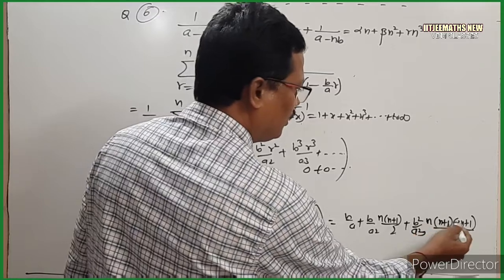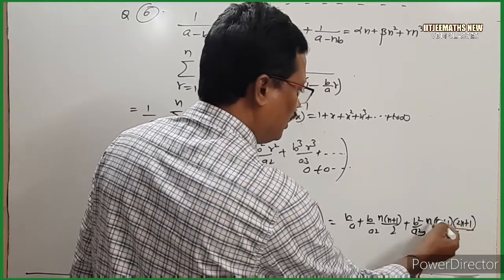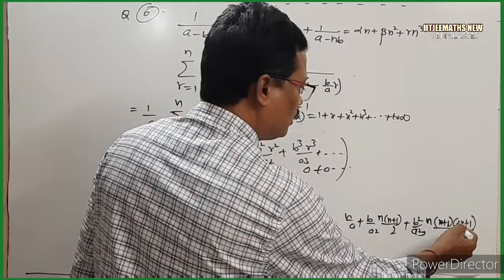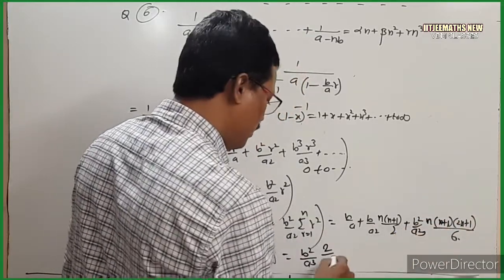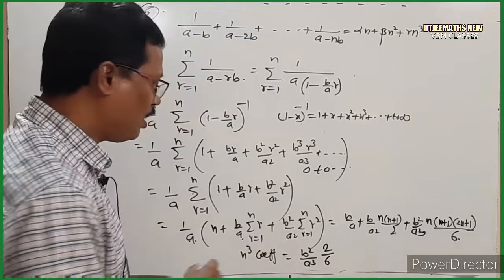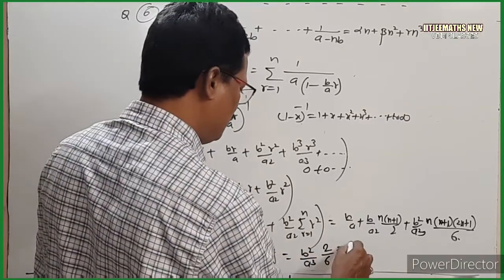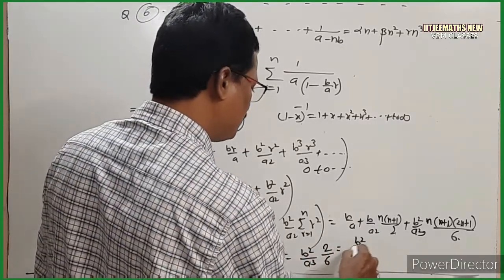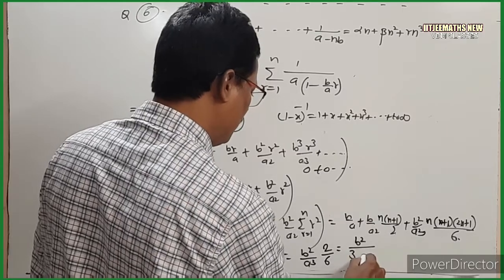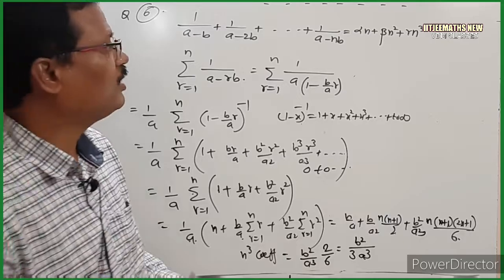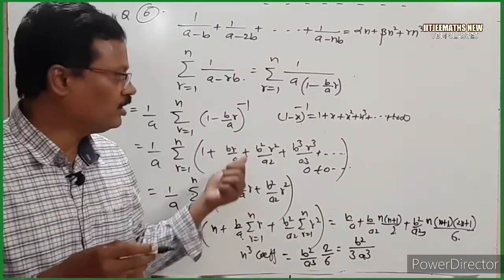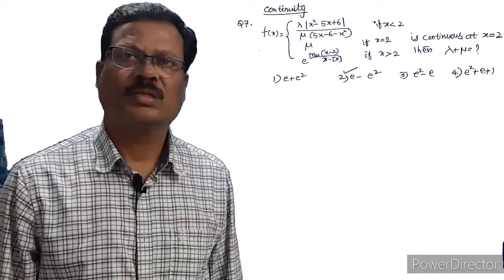Okay, now b square by a cube into that n cube coefficient is what? N into 2n is 2n, that is n into 2n, 2n cube. That is a 2 is n cube coefficient by 6 is there. Therefore, how much it is? That answer is b square by 3a cube. Therefore, this is the answer. In the multiple choice, they given the first option.